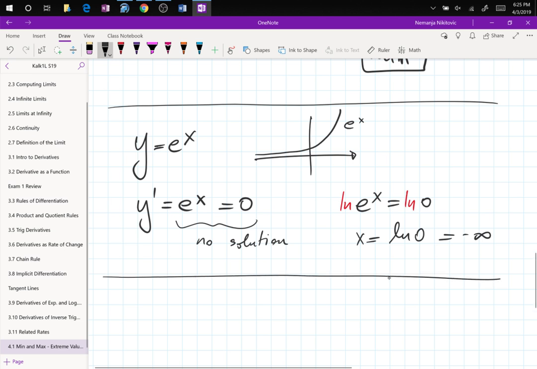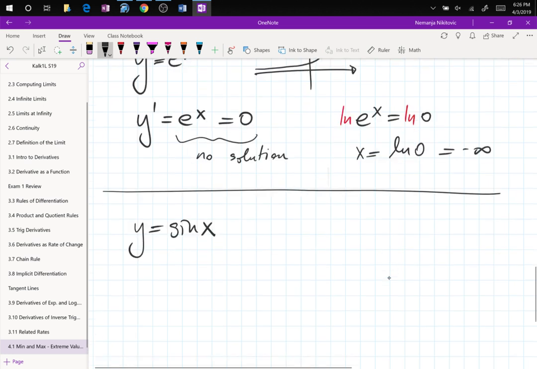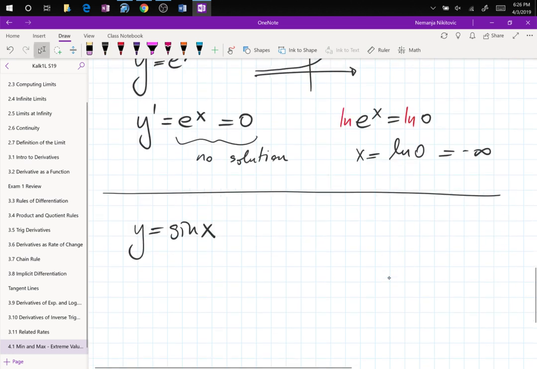How about sine x for all of you in love with trig? Y equals sine x. Do we have any min or a max? Yeah, we do. How many? Infinitely many. And they are all the same. They're all one, and they're all absolute. How about minimum values? Same thing except at -1.